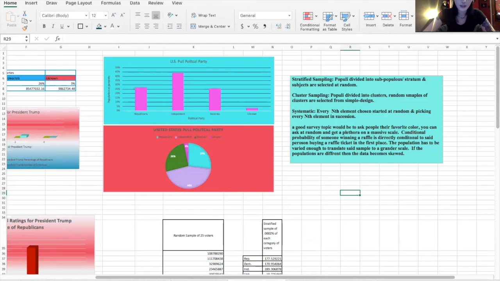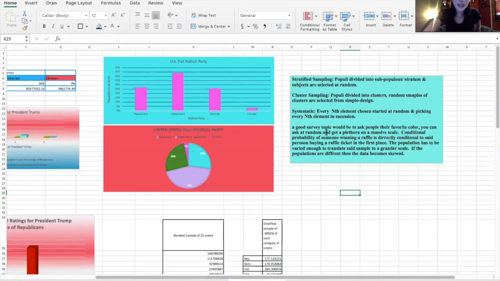Let's move on to stratified sampling and cluster sampling. Stratified sampling is the population divided into subpopulations, the strata, and subjects are selected at random. Cluster sampling is the populace, I put populi in there, it was just an easier in-the-moment way to type population, so if I say it, I apologize, populi divided into clusters. Random samples of the clusters are selected from a simple design.